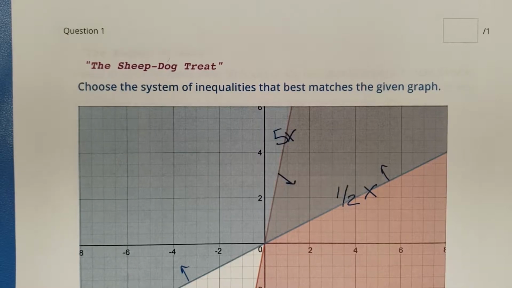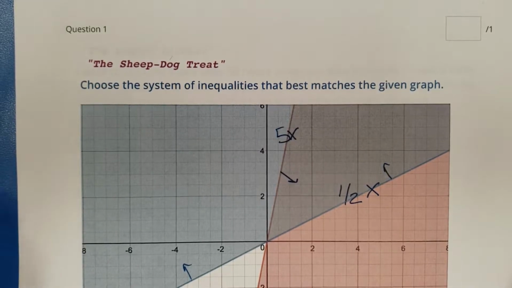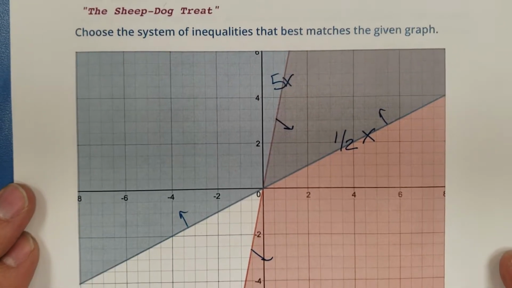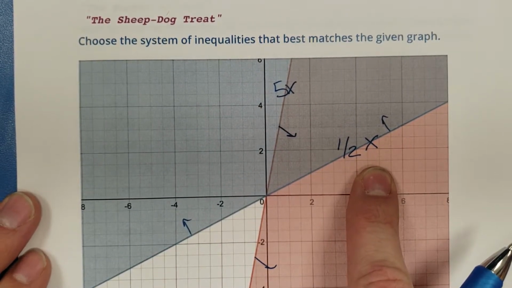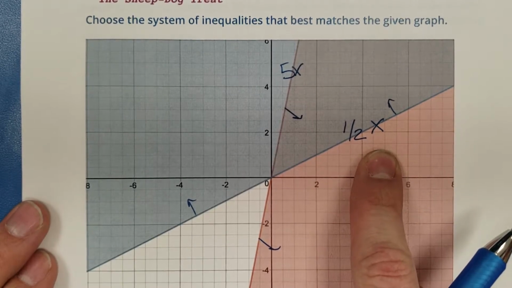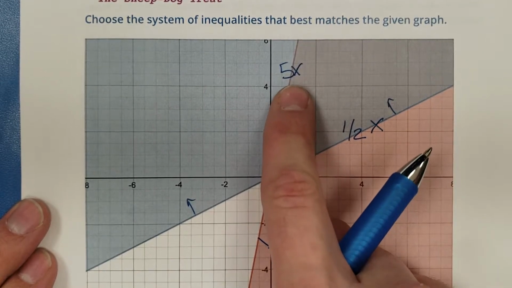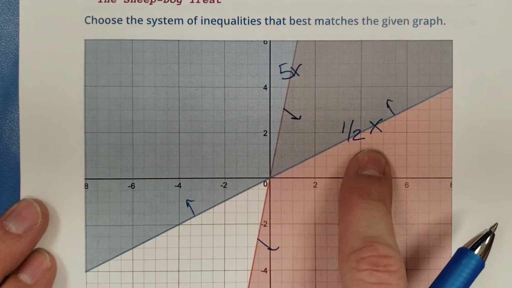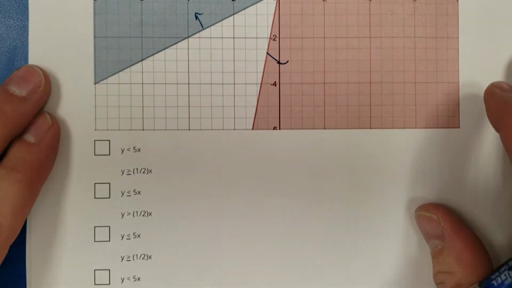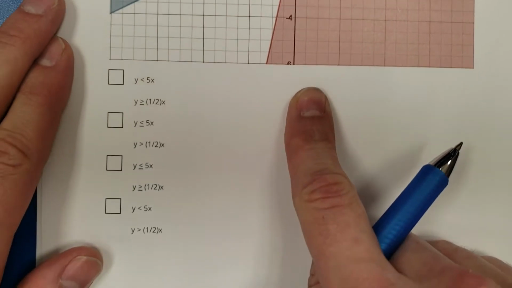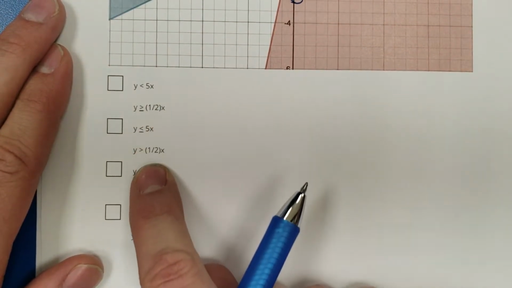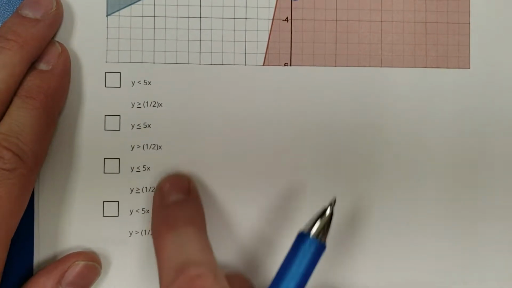Choose the system of inequalities that best matches the given graph. I tried to make this one kind of a layup for you. There's only two conditions of this system, two inequalities, and they're basically going to be the same equation. One of these is 5x, and this one's a half x. How do I know that? Well, because it's the only option. So the boundary lines are the same choice, 5x, half x, every time. So that part's easy, okay?